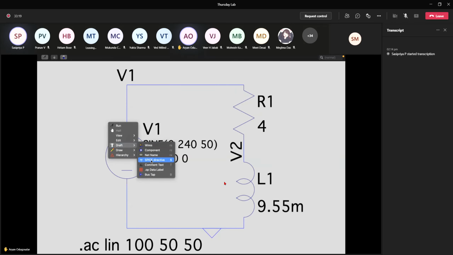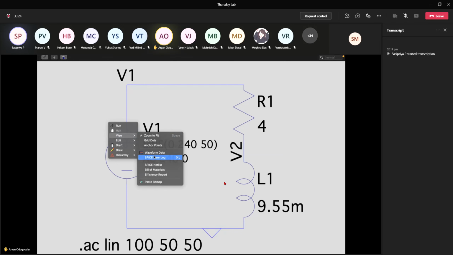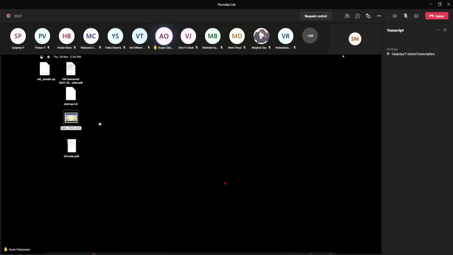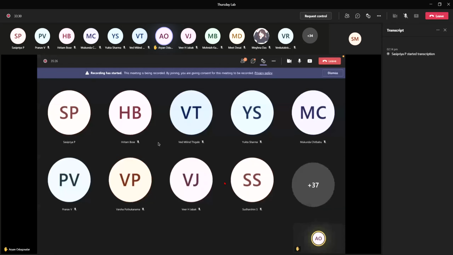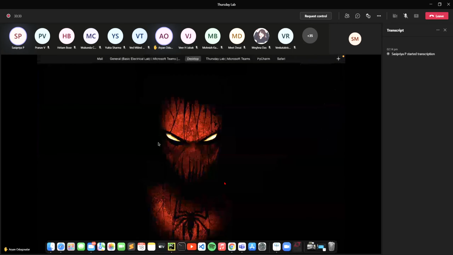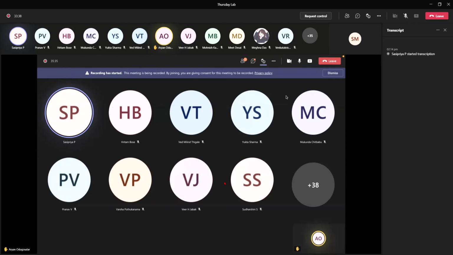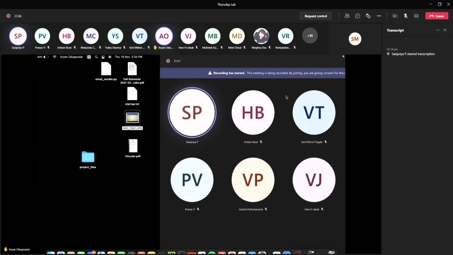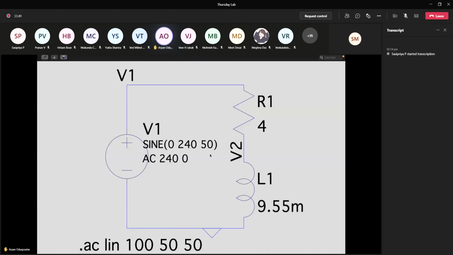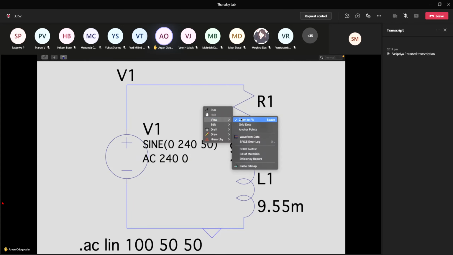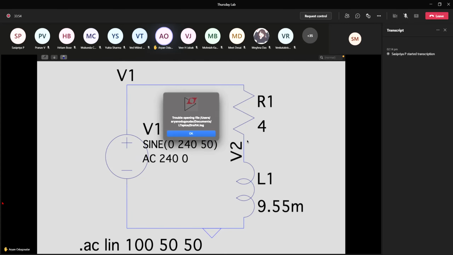When I use the SPICE directive to write it, now run. It says trouble opening. So you're getting some error, I guess. Yes, ma'am. Can you read the error? It says trouble opening the file. Okay, show me your schematic. 1 second, ma'am. This error, trouble opening file.